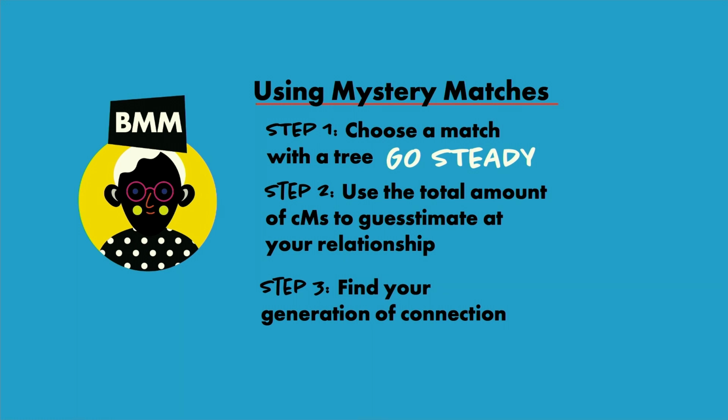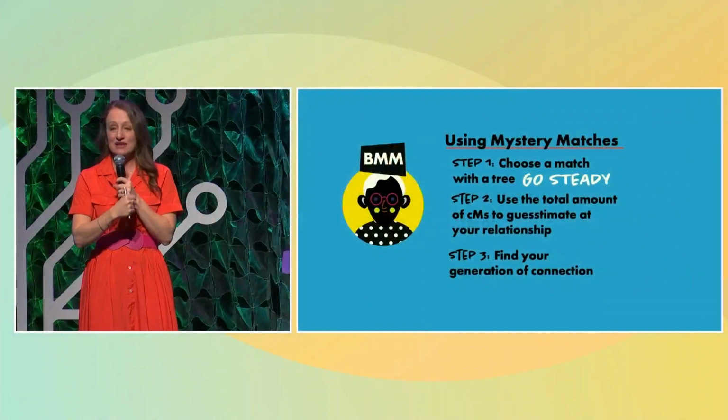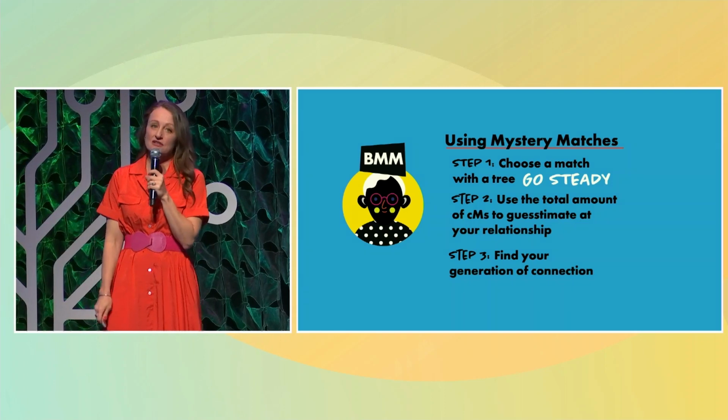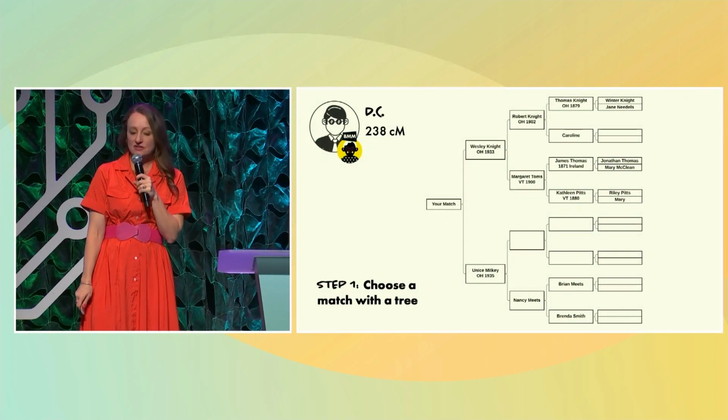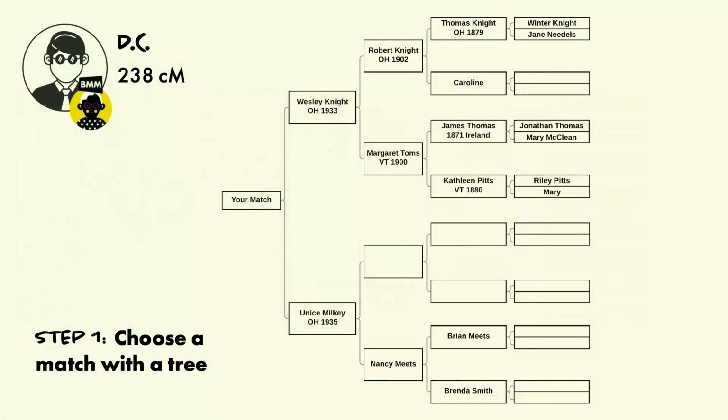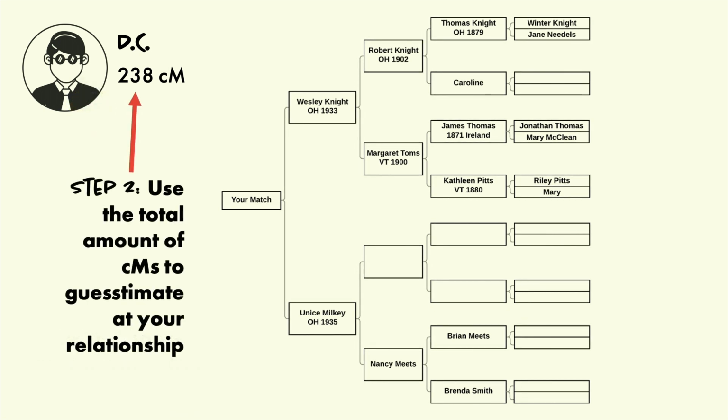So you're going to choose a match that has a tree, a go steady match. You're going to use the total amount of centimorgans to guesstimate at your relationship. And yes, that is a very scientific term. We are going to guesstimate, and then you're going to find your generation of connection. So let's start with a match that has a tree, like this guy, DC. He's sharing 238 centimorgans. I know, right? We're excited about that. Okay, we're going to use that total amount of centimorgans to guesstimate at our relationship.